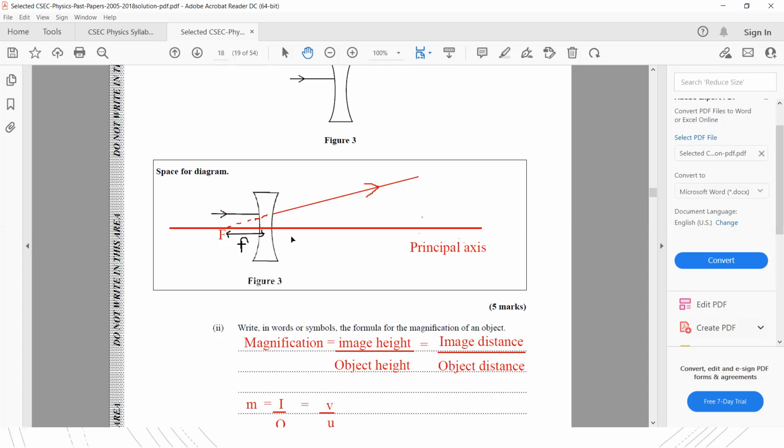The principal axis runs through the center of the lens, an imaginary line. And the focal length is the distance between the principal focus and the lens, the optical center. So we have uppercase F for the principal focus. That's a point, right? But the focal length is a distance, and that distance is the distance between the principal focus and the optical center, which is on the lens axis that the principal axis runs through. Basically the center of the lens.